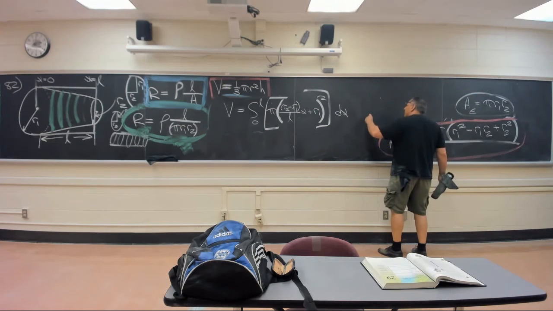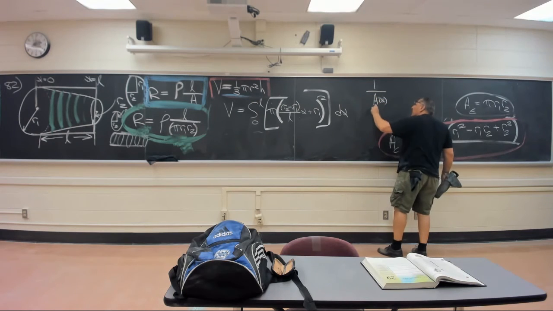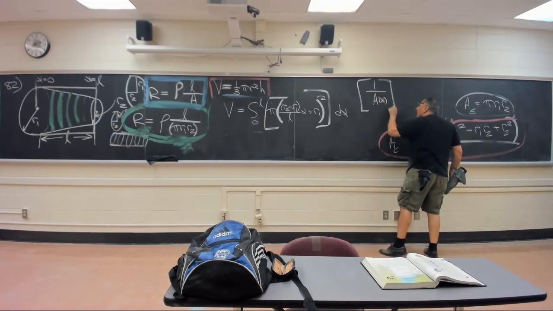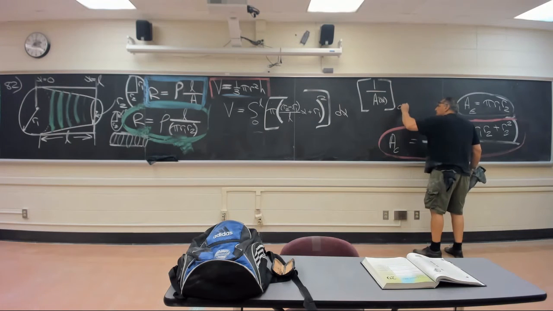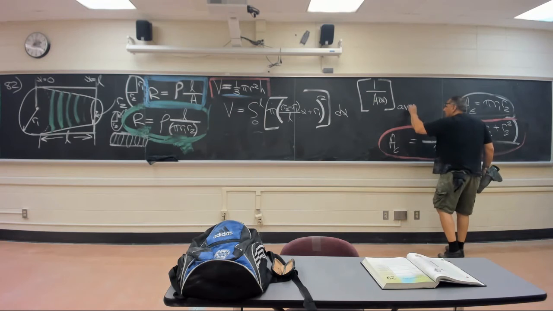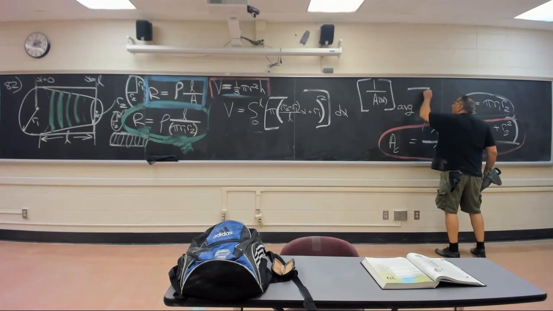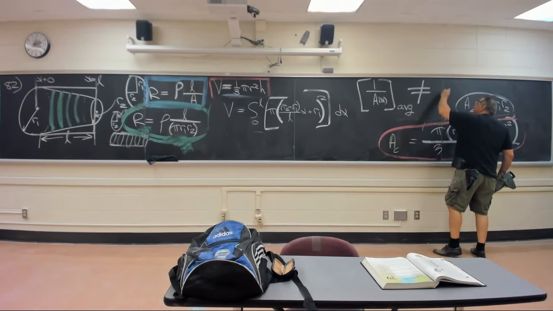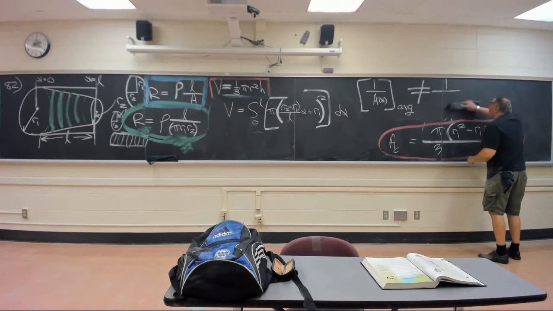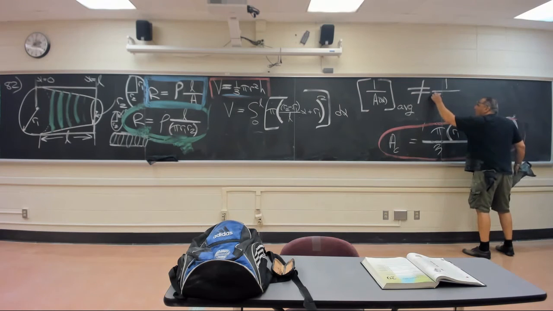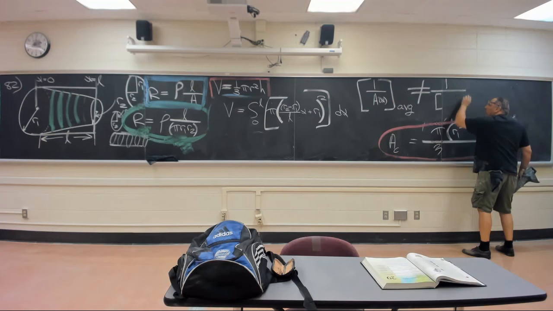Even for the same function, 1 over the area function, the average of that by the mean value theorem is generally not the same as 1 over the average of just A sub x.